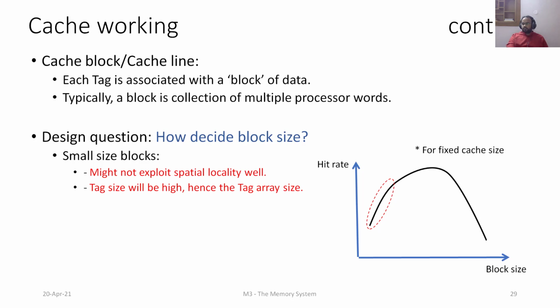Also, if the block size is small, that means the block offset will be small, then the number of tag bits will also increase. But on the other end, if we go for huge cache blocks, because the cache size is still the same.